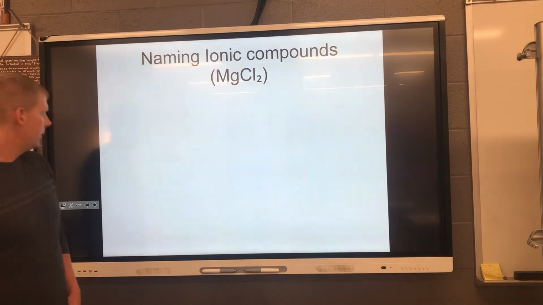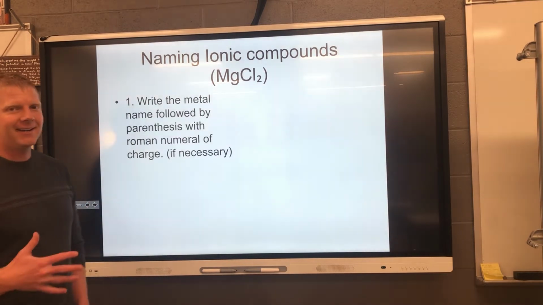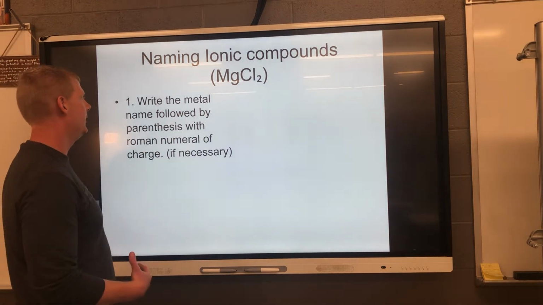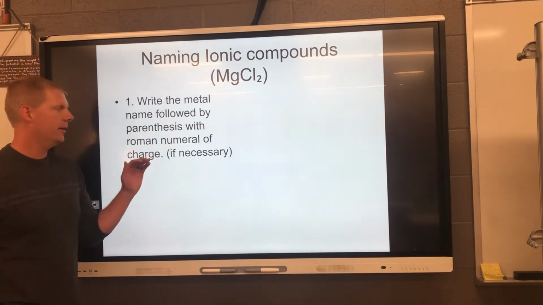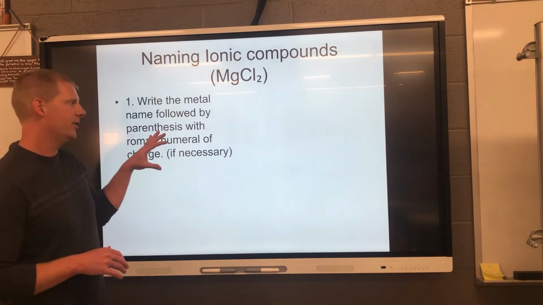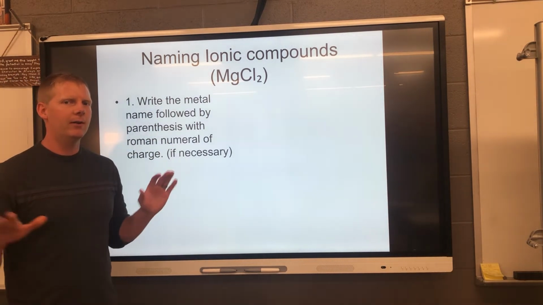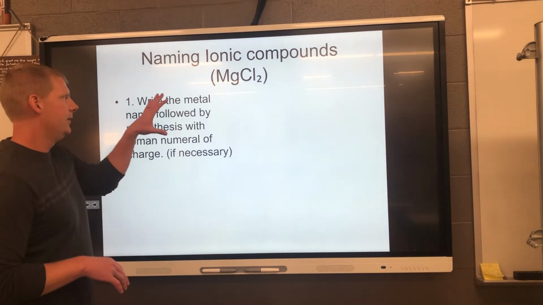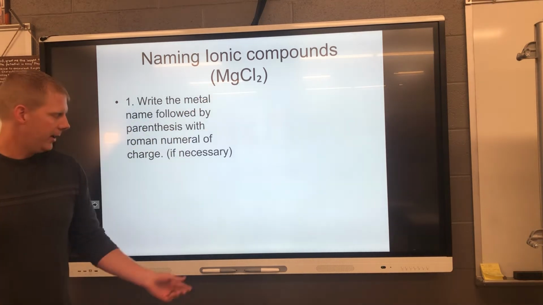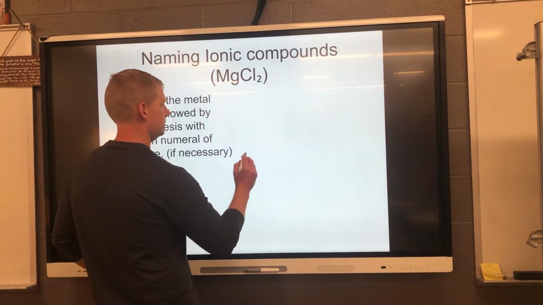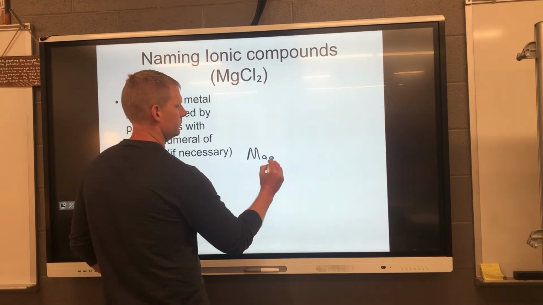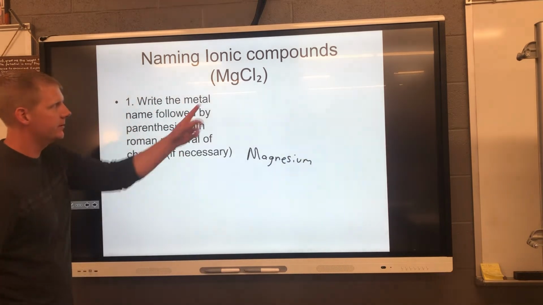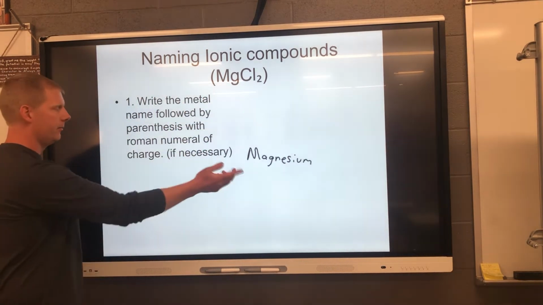All right. So the ionic compounds, easiest ones to name. First we're going to write the metal name, followed by parentheses of a Roman numeral if it has a variety of charge. This is just for transition metals. With the virtual learning, we're not going to get into the Roman numerals, but I just wanted to throw that in there. So basically you're just going to have to write the name. So we're just going to write magnesium. All right, so that's the first step. Whatever element it is, find it on the periodic table, write that name.